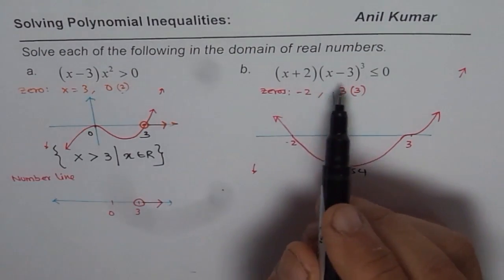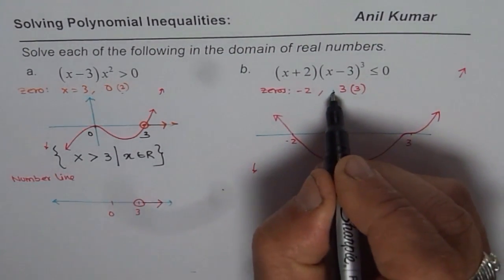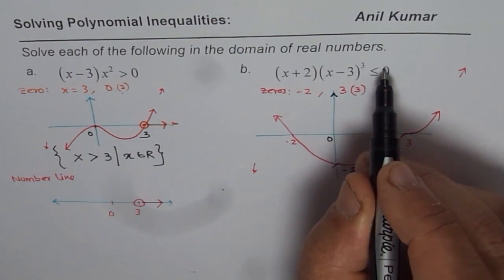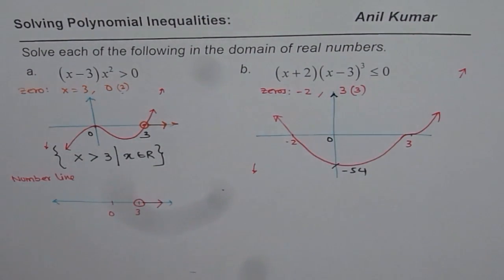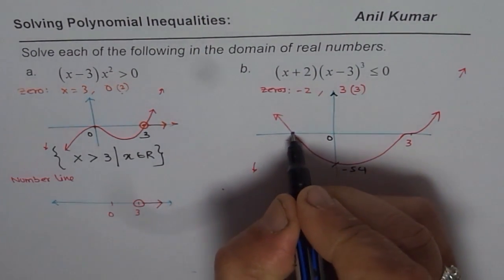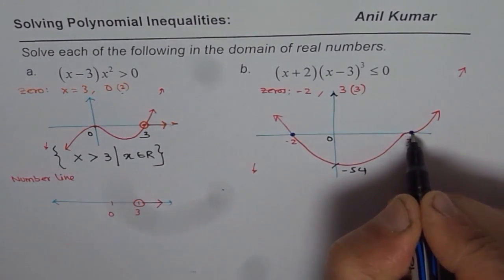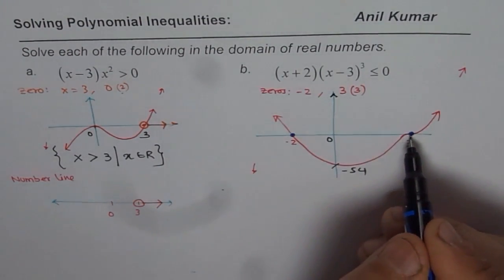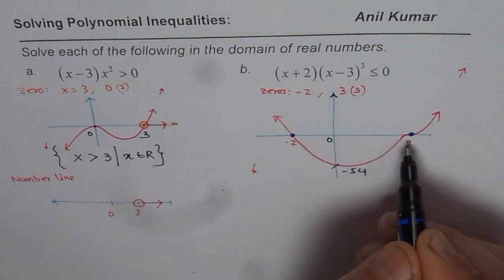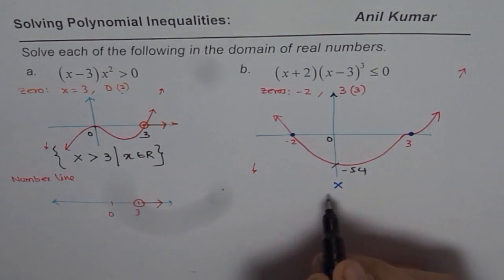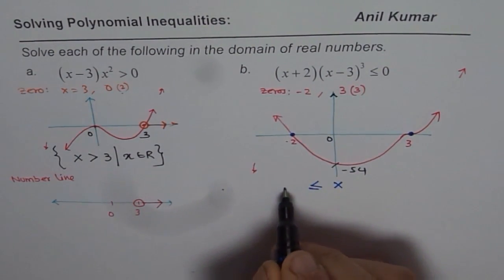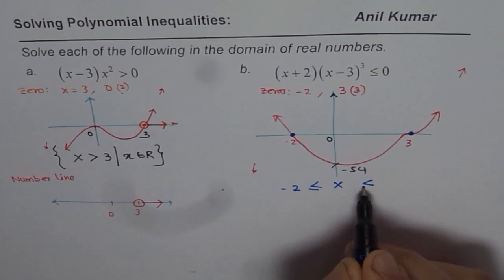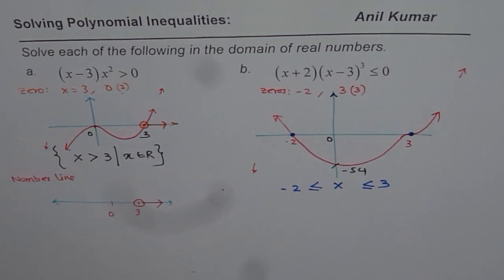Now let's look into the inequality. So that is the function for us. We are looking for less than or equal to 0. So when we are looking for less than or equal to, then equal to is a part of the solution, correct? So these zeros are part of the solution. So I'm drawing filled-in circles here. So they are part of the solution. And less than means the lower part, which is below the x-axis. So clearly we have a solution that is x is greater than or equal to minus 2 and is less than or equal to 3. So that becomes the solution.